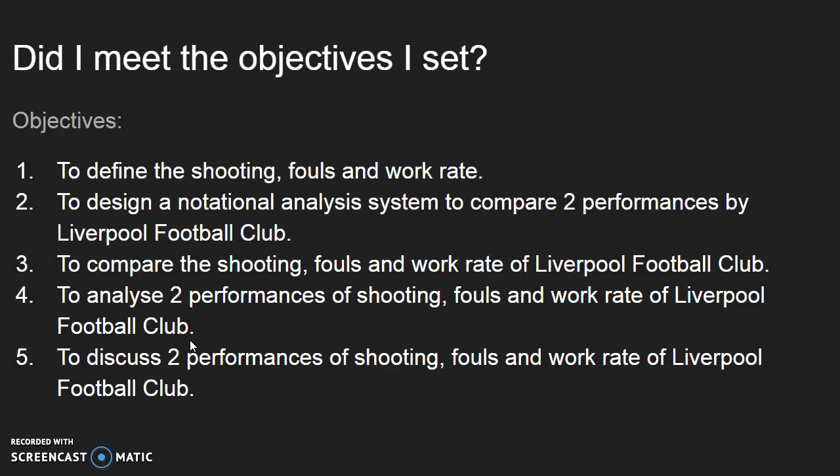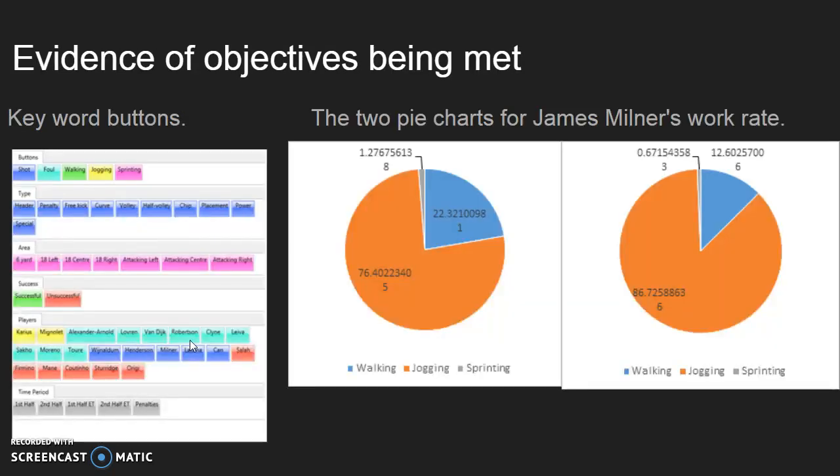The third objective was to compare the shooting fouls and work rate of Liverpool Football Club. I achieved this objective because I used the buttons to analyse 2 different games that Liverpool played in, counting the fouls and shots taken, then following the work rate of James Milner. My evidence backs this up because it shows 2 charts, one from each game which compares the work rate of James Milner. As well as this, small graphs can be seen in the results section of the project. So these are the graphs and the keyword buttons.